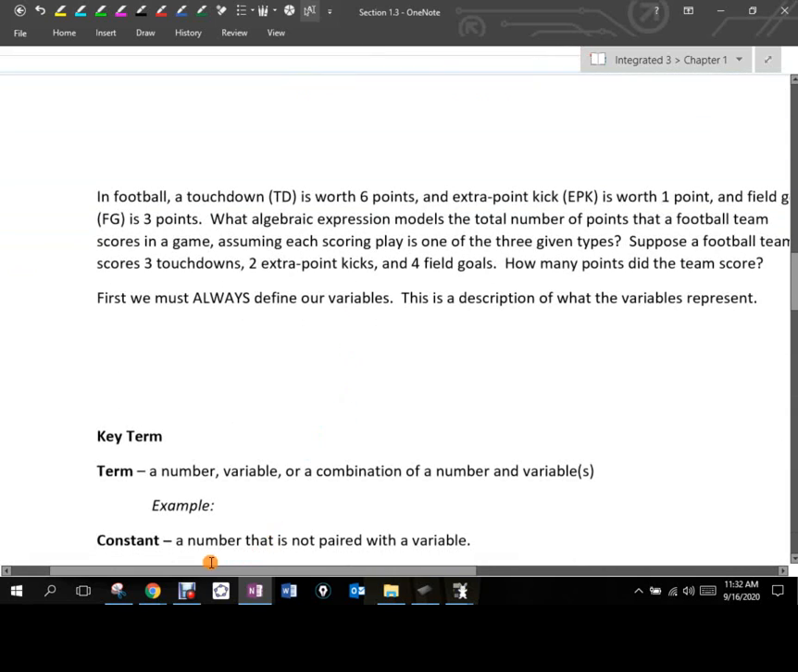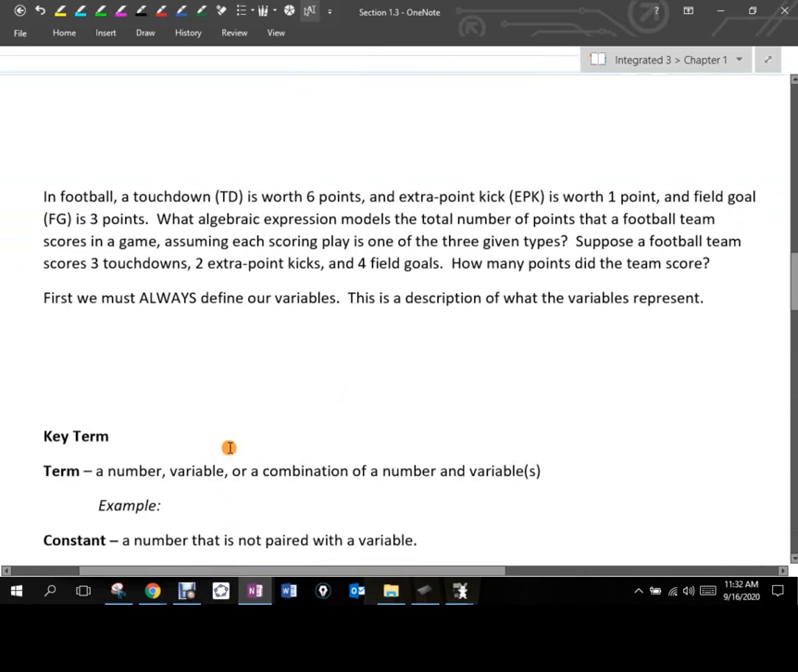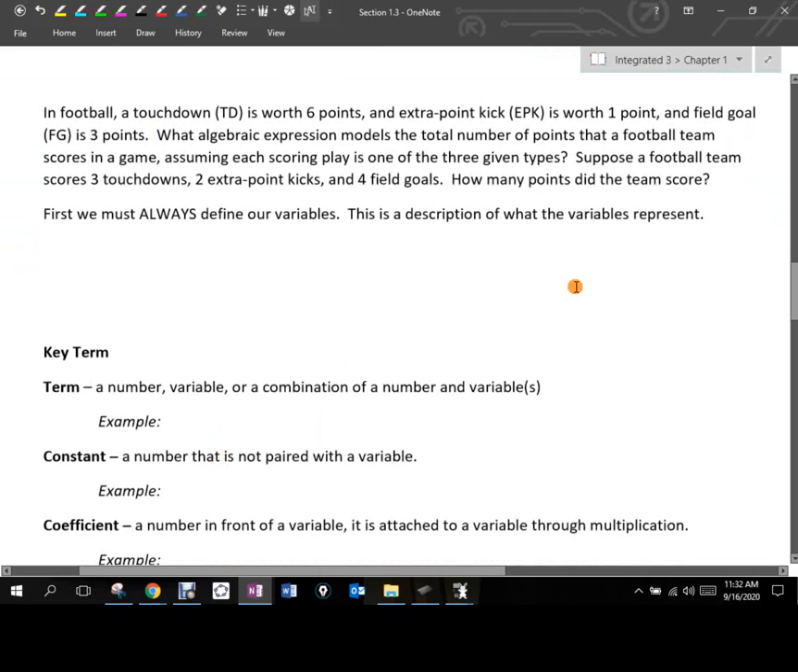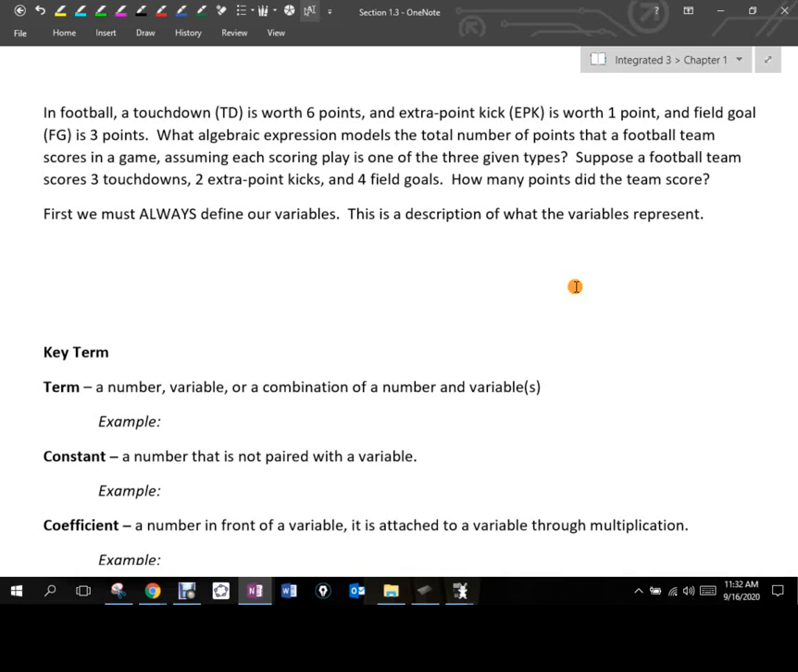All right, so we get to some scenarios like this that ask you, can you write an expression? Once you write the expression or equation, can you then evaluate it? Okay. Here it says in football, a touchdown is worth 6 points. An extra point is worth one point. A field goal is worth 3 points. Okay, so that's the structure of the scoring system in football.